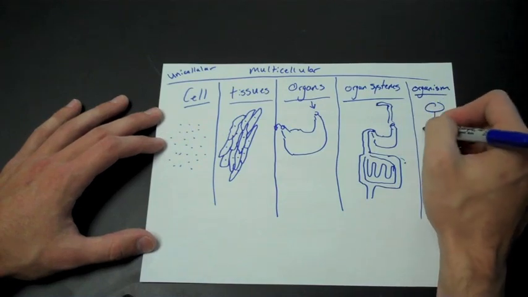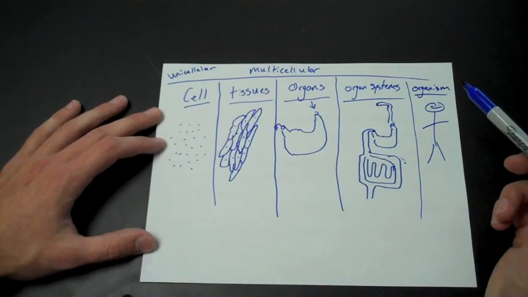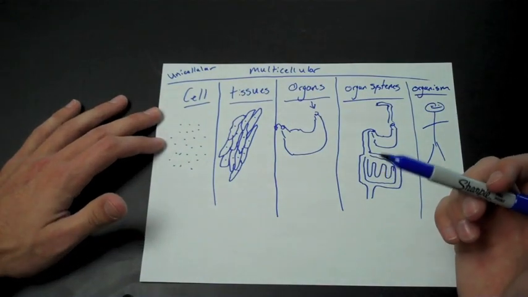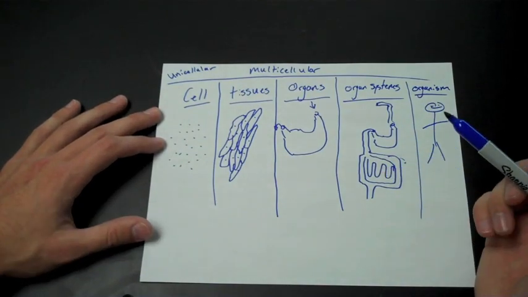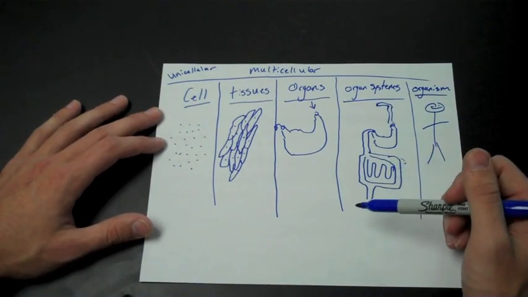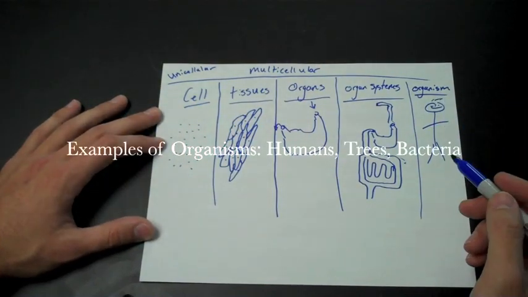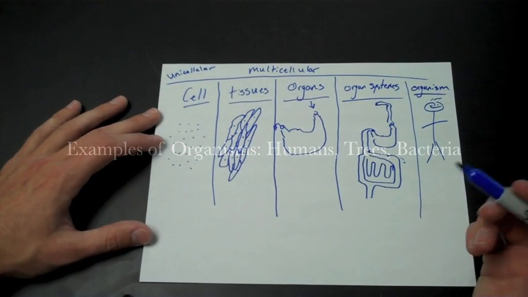Now an organism, such as humans, has around 8 organ systems, such as the integumentary system for the skin, excretory, digestive, nervous, muscular, and cardiovascular systems. We have many different systems that work together to make an organism. And that's the basics on the organization of life.